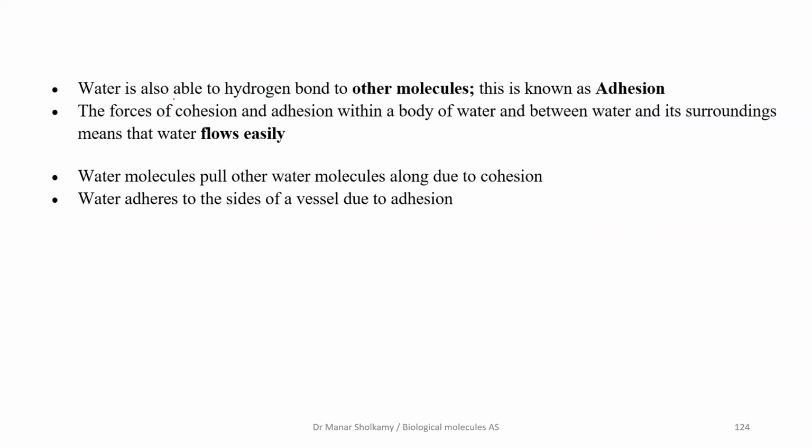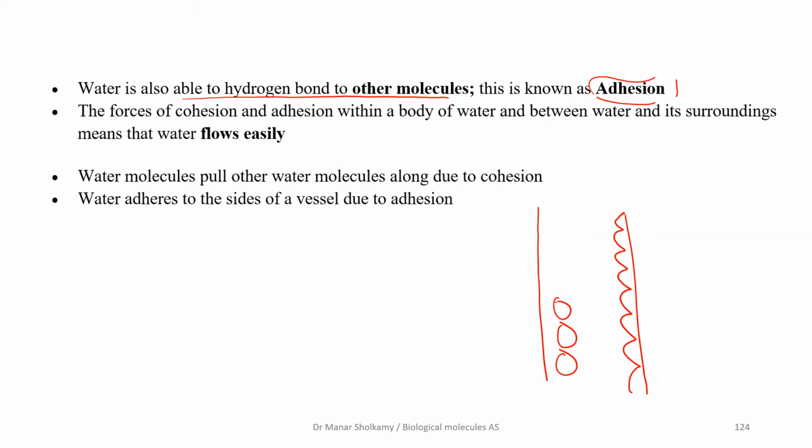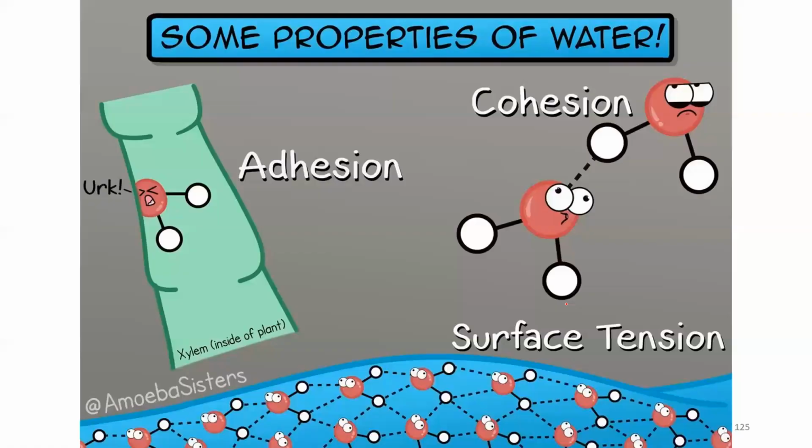Water also attaches to other molecules. This is called adhesion. Again, we'll study this in plants, because the water adheres to the wall of the xylem so that it moves up the xylem. And every water molecule pulls the water molecule below it. These two forces help in the movement of the water up the xylem. Water is very easy.